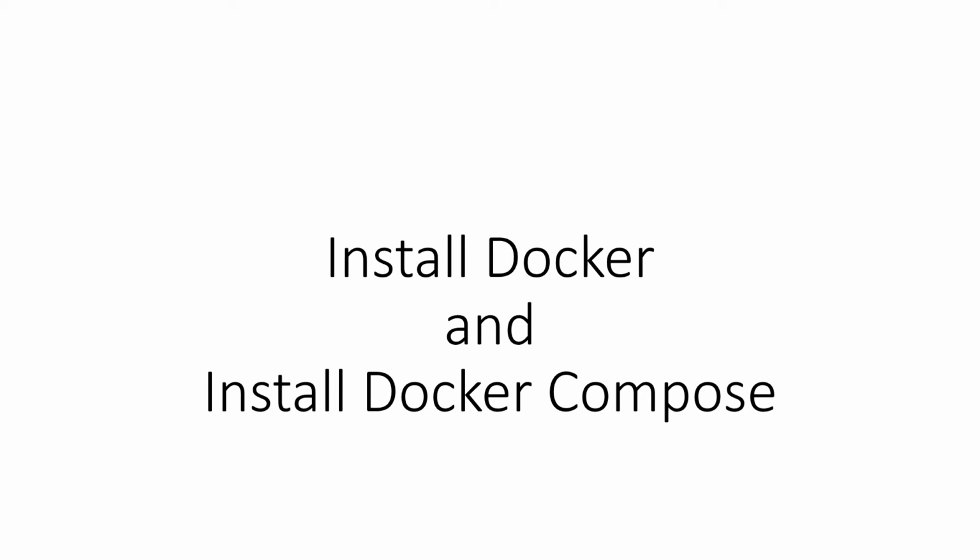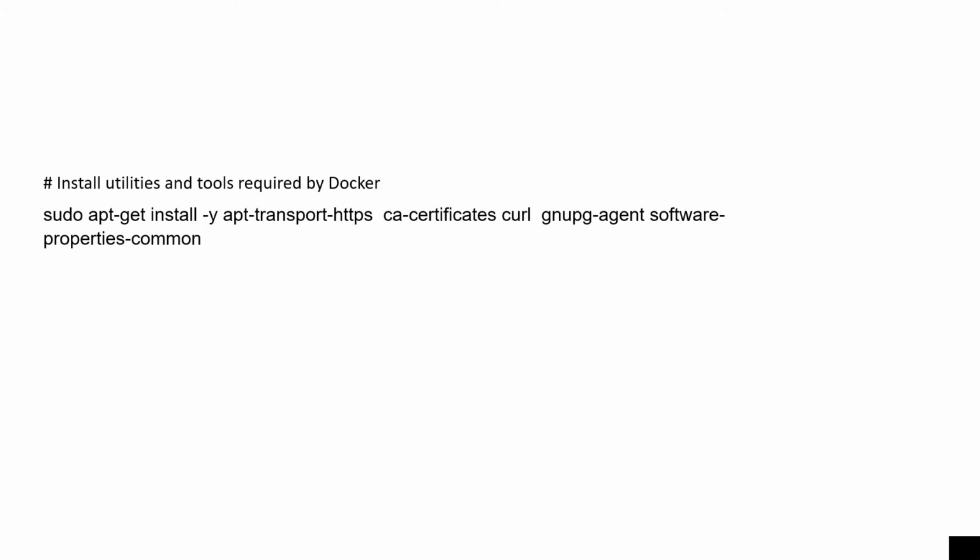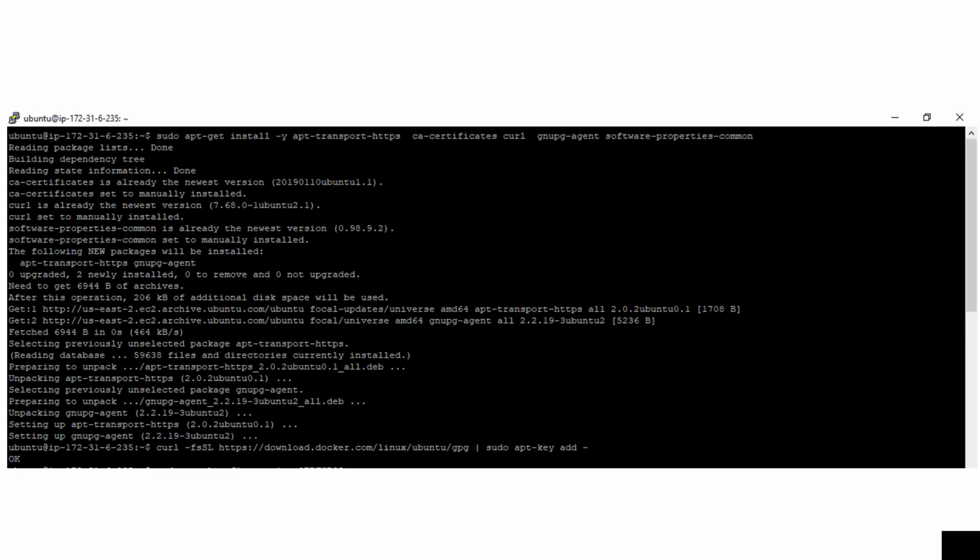First, we need to install Docker and install Docker Compose. First, you install utilities and tools that are required by Docker, such as apt-transport-https, CA certificates, curl, etc. Here is the screen showing the installation of required utilities for Docker installation.